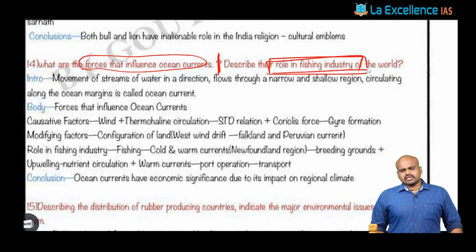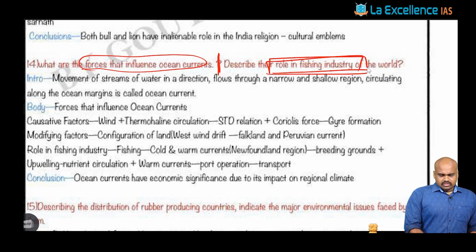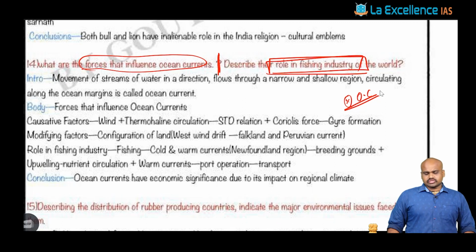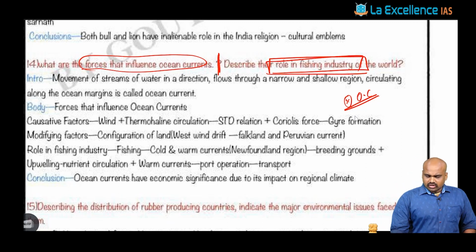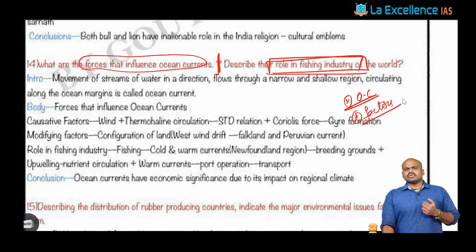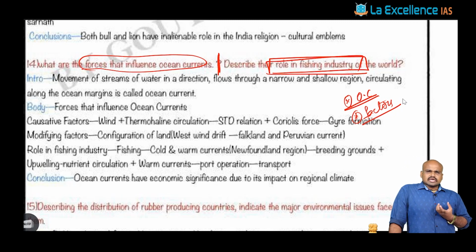Now, when you look at this 14th question, you see that in the introduction, we can simply say what an oceanic current is. What is the simplest understanding of oceanic current that can be defined in this context? Once we talk about this first aspect, we can straight away move on to the factors that are responsible for oceanic currents, because you know that oceanic currents are fundamentally all about balancing circulations.